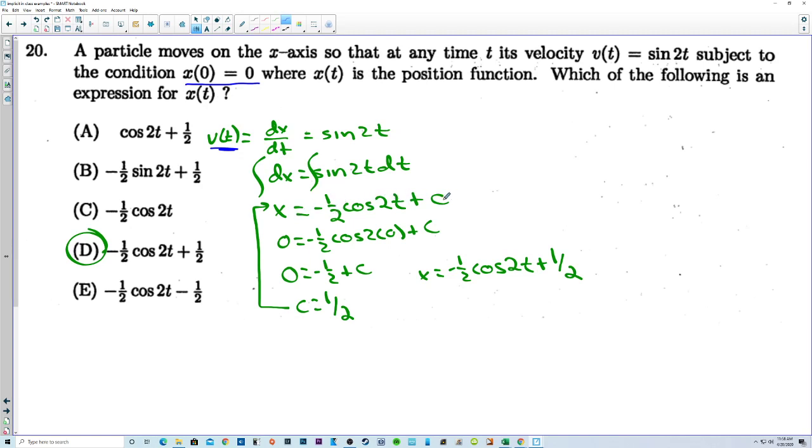negative 1/2 cosine of 2t and then plus c. And here's where we use the initial condition. And we find out that c is 1/2. So here is the function for x of t, letter D.